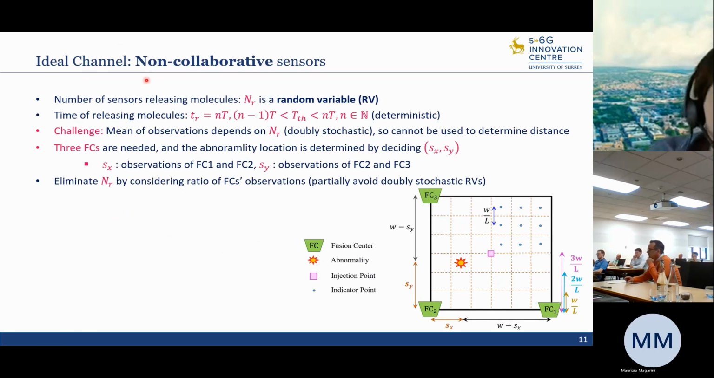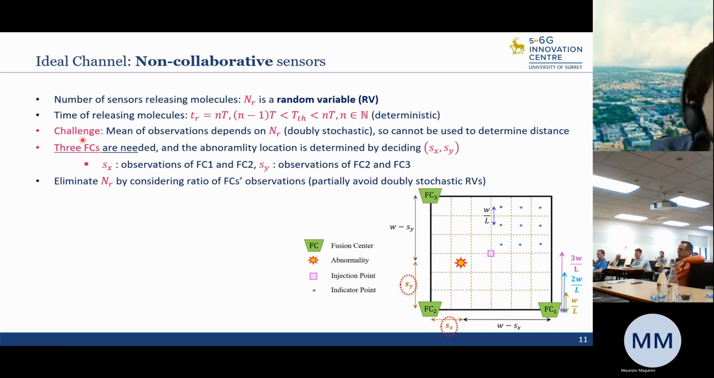But for the non-collaborative sensors, where they have some limited storage for energy, and after some pre-specified time, which is shown by this T_TH, the active sensors start releasing molecules. In this case, the number of the active sensors is a random variable, and this is a challenge because the observation at each fusion center now is a doubly stochastic random variable, and their mean and variance depend on N_R. So we cannot use this observation to determine the distance.